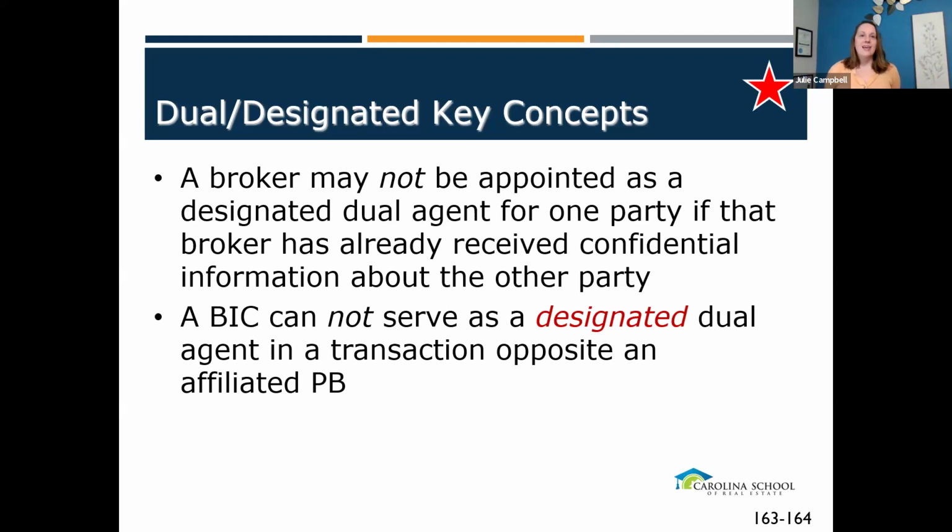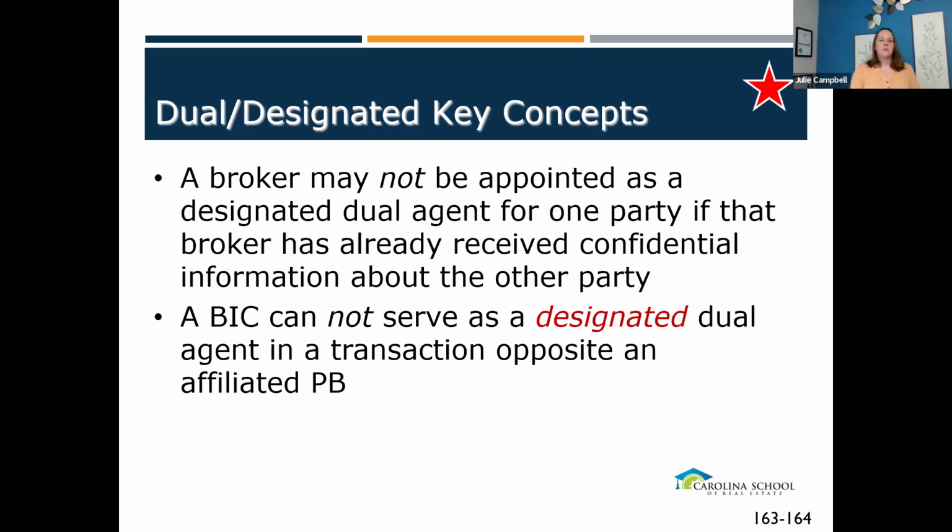Shake your head, yes or no. Can BIC and BP be in dual? Wish I had more people shaking your head, yes or no. Go out on a limb. What do you think? Can the BIC and PB be in dual? The answer is yes, because in dual, the firm and all of the agents are straddling the wall. Here's our problem topic. In dual agency, the firm and everybody affiliated with the firm is straddling the wall.